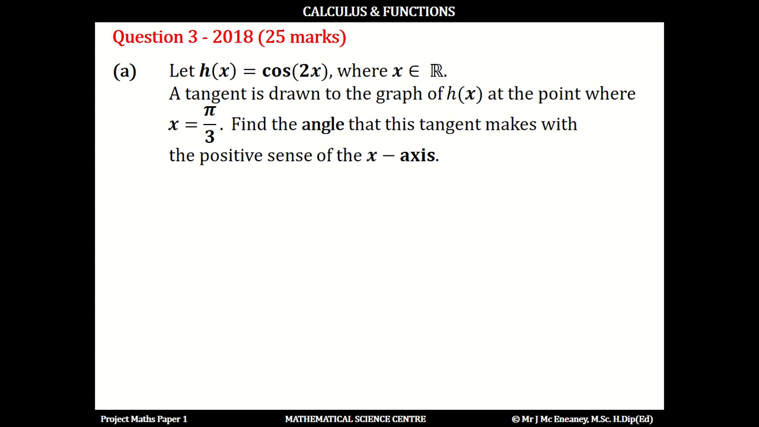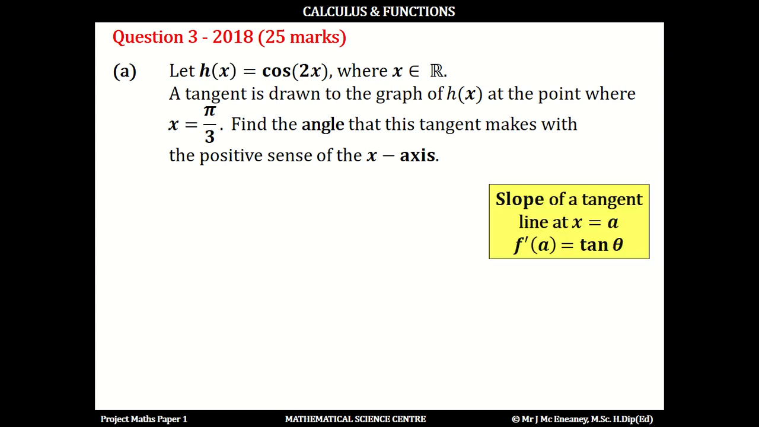Now, the slope of a tangent line of any function f of x, evaluated at x equals a, is the same as the derivative evaluated at x equals a, which is also the same as the tan of the angle theta. So dy dx, the slope, and the tan of an angle all give the same thing. So the slope of a tangent line evaluated at x equals a is the same as the derivative of the function evaluated at x equals a, which is the same as the tan of the angle.